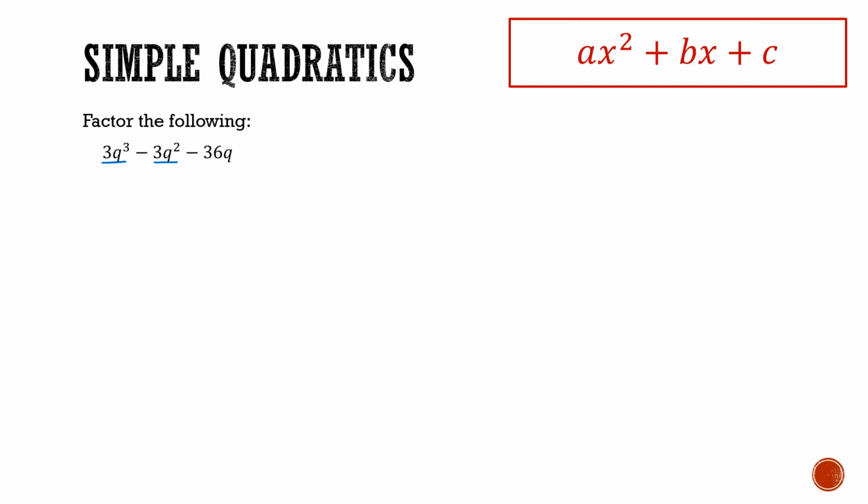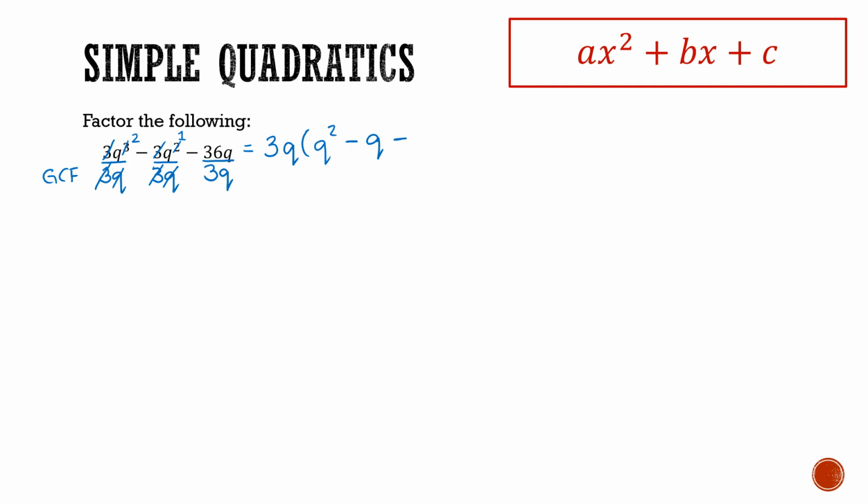First step to factoring, we're going to factor out the greatest common factor. So if I look at these three terms, I can see that I have 3 that goes into each term here. And also I've got q in each term, the lowest power being 1, so we'll just leave it at q. So factoring 3q out, I get 3q times... Now here in this first term, I have 3 going into 3 and canceling each other out. And q goes into q cubed, leaving me with q squared. Minus, here the 3's cancel each other out, and q goes into q squared, leaving me with q to the power of 1, or just q.